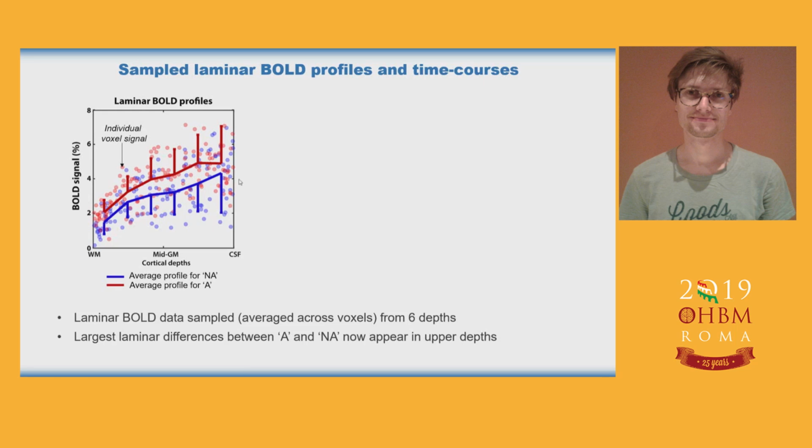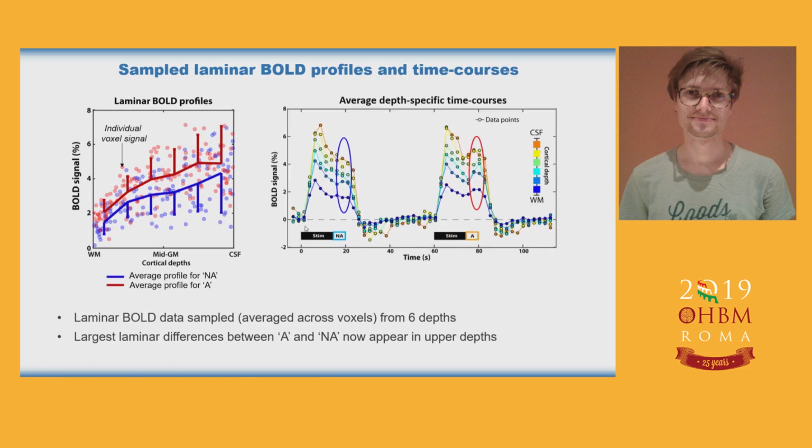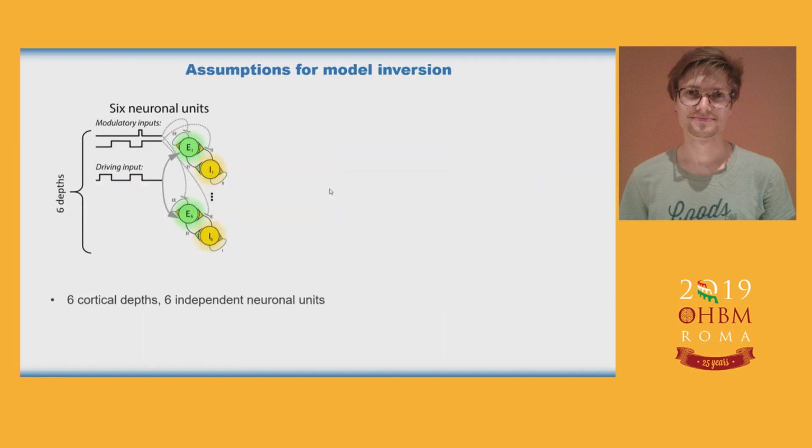And another way how to look at the data is to see the full temporal evolution of the depth-specific BOLD responses. And in this form, we use the data to invert the model. So when we are talking about the model inversion, we are mainly interested in optimizing the neuronal parameters. So we describe our model using 6 neuronal units, which contain excitatory and inhibitory activity. And in this testing case, we consider that each depth is independent of each other. It means that it's also driven by driving inputs and modulatory inputs that describe our experimental manipulation.